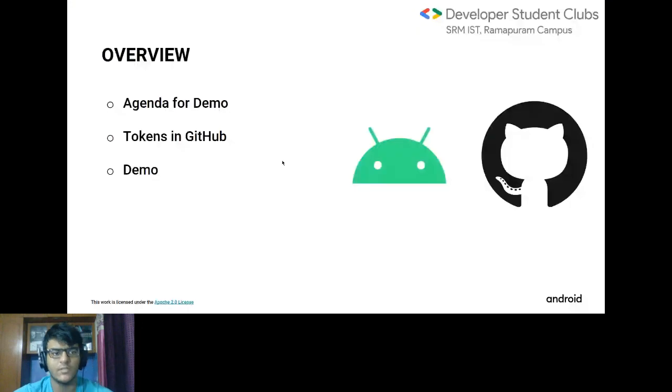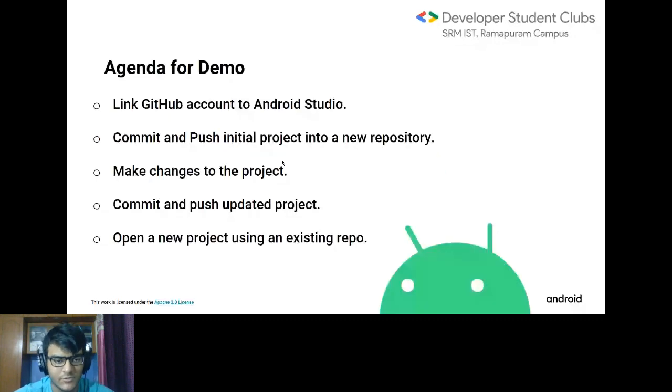So the agenda for the demo: we're going to be linking our GitHub account to Android Studio, committing and pushing the initial project. Then I'm going to make some changes to the project, commit and push that, and make an updated repository. Lastly, I'm going to show you how you can open a new project from an existing GitHub repository. Firstly, let me show you what tokens are in GitHub.